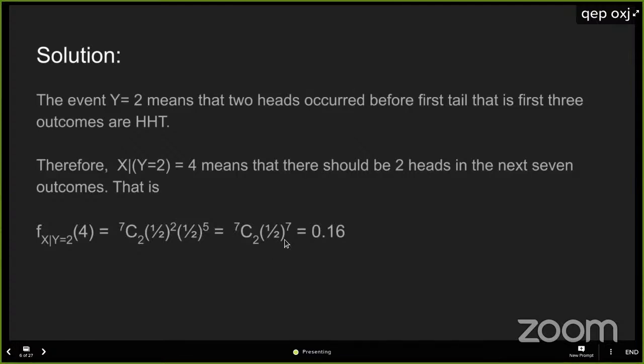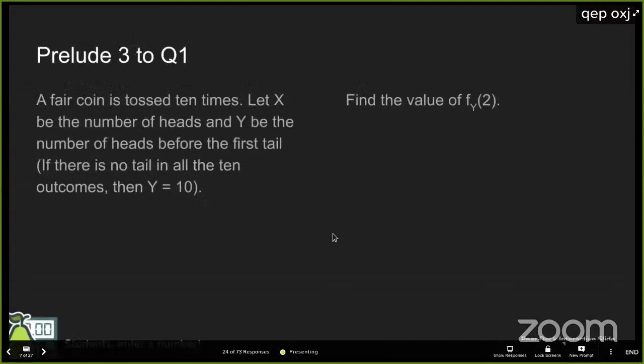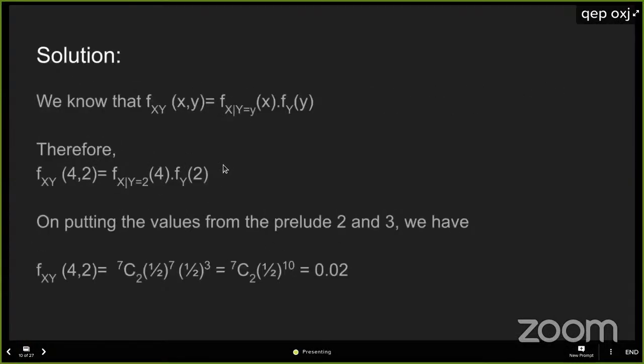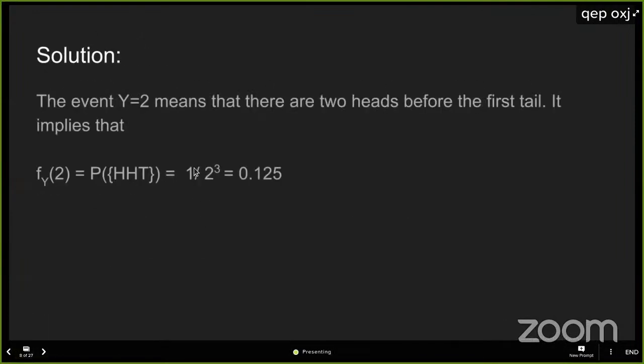We are actually multiplying this 0.16 by 0.125. That is your joint density. If you see this 7C2 into (1/2) to the power 7, it is this value f_{X|Y=2}(4). And f_Y(2) is (1/2) cube. This comes from here, 1/2 cube, from the marginal density, right?